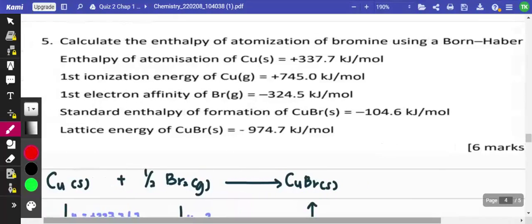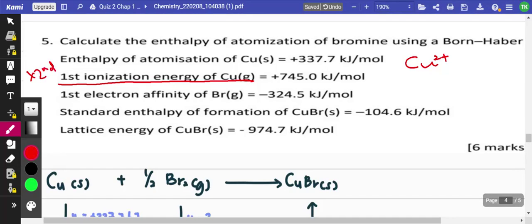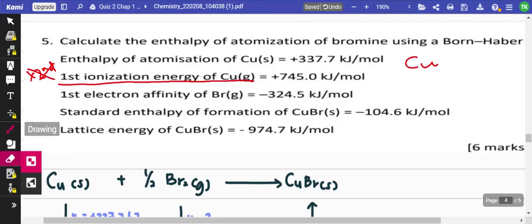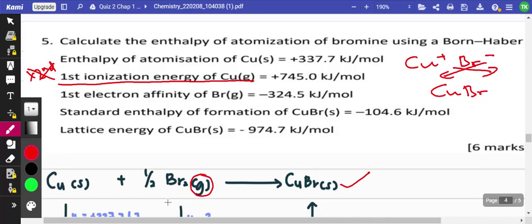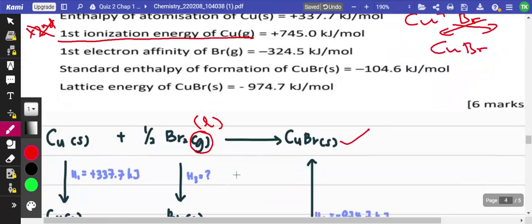If we look at this question, many students tend to always remember that Cu is always 2 positive. Not necessarily. Let's look at the information given. First, ionization energy. There is no second ionization energy, meaning that we only have Cu plus and then Br minus, so we will only get CuBr. So this is correct. However, this part is wrong because you must remember for the element, bromine is a liquid.